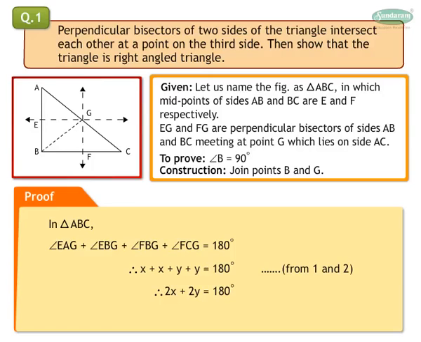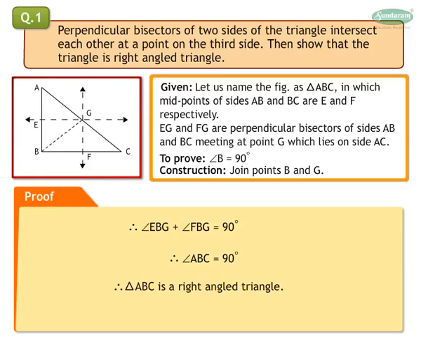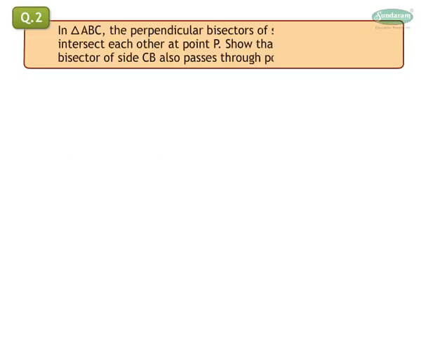Therefore, 2 into x plus 2 into y is equal to 180 degrees. Therefore, x plus y is equal to 90 degrees. Therefore, angle EBG plus angle FBG is equal to 90 degrees. Therefore, angle ABC is equal to 90 degrees. Thus, triangle ABC is a right-angled triangle. Hence, proved.